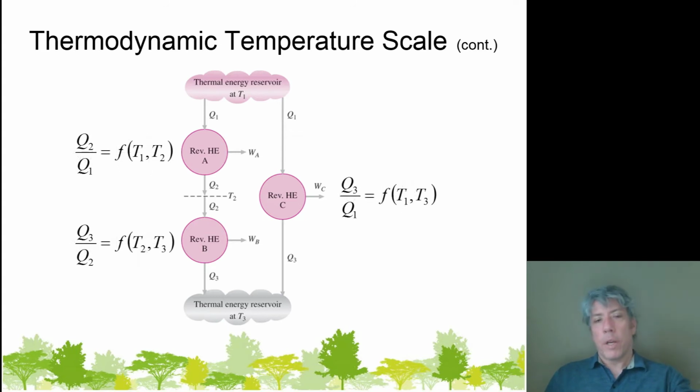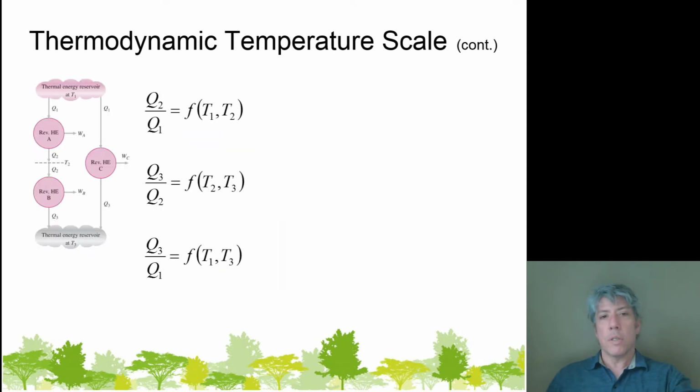So thinking of what we thought of before, it's the ratio of the heat flows that must be some function of the temperatures across each heat engine. Notice on the right hand side we've got a function of T1 and T3 because those are the only temperatures that heat engine C experiences. On the left hand side, heat engine A only experiences T1 and T2, and heat engine B only experiences T2 and T3. So the ratio of the heat flows across those engines must be some function of the temperatures that those heat engines experience.